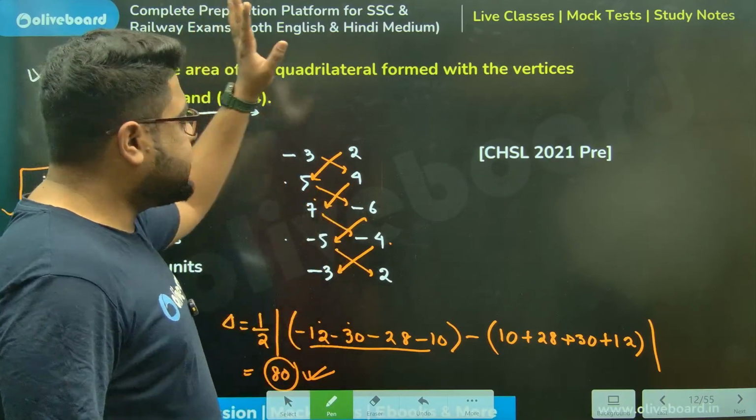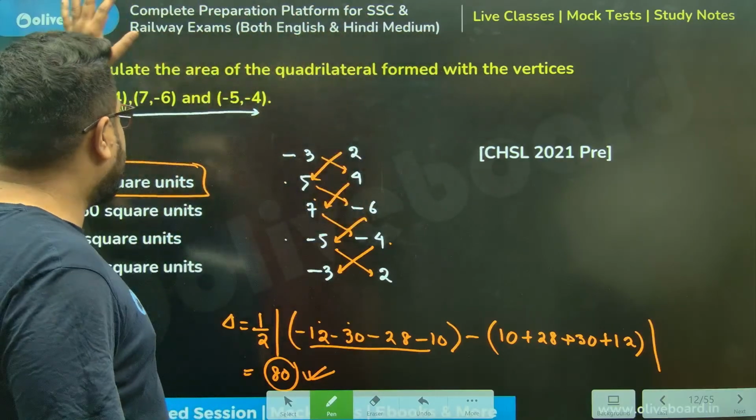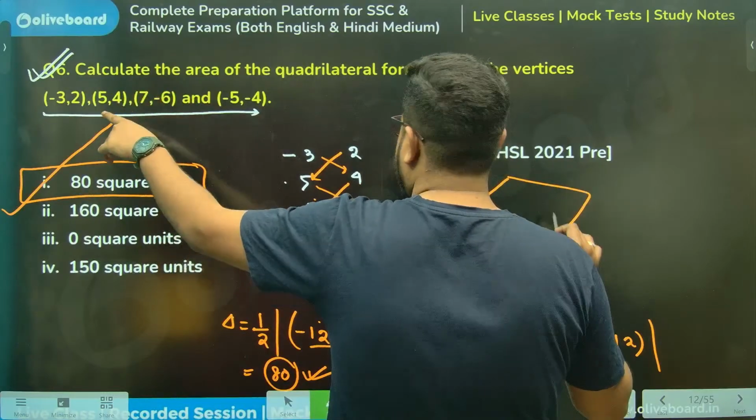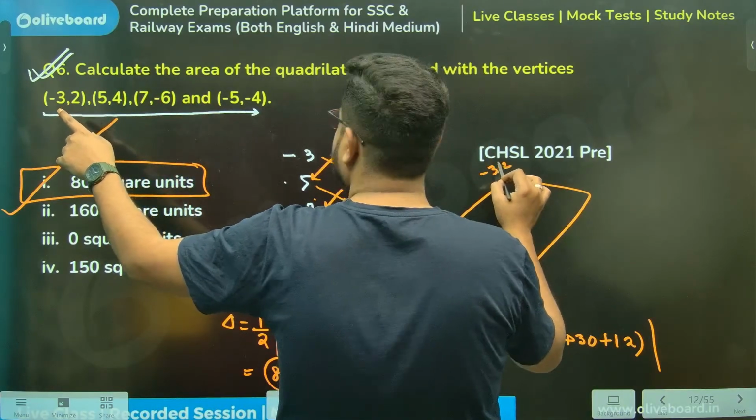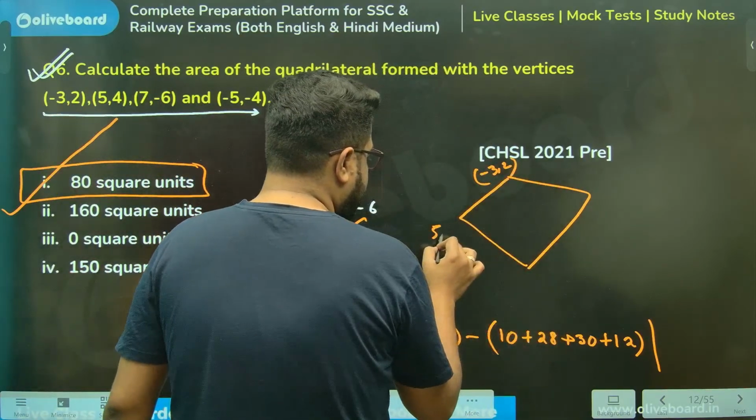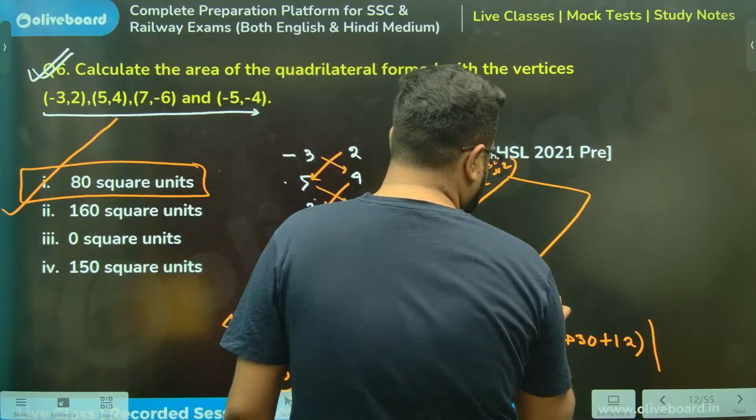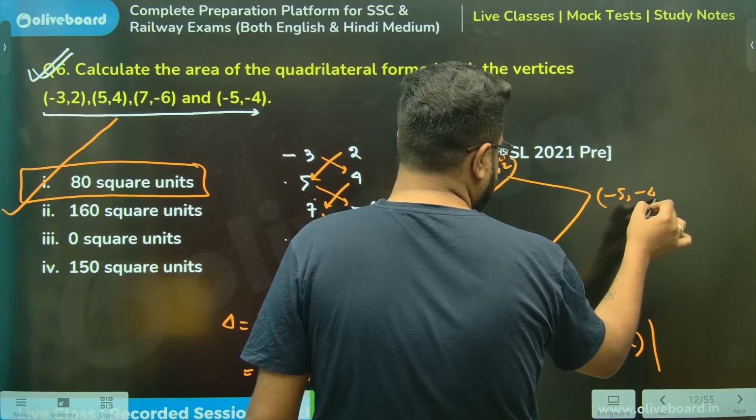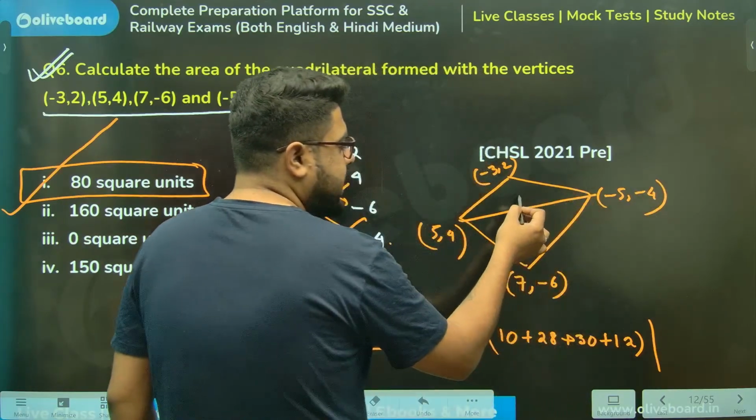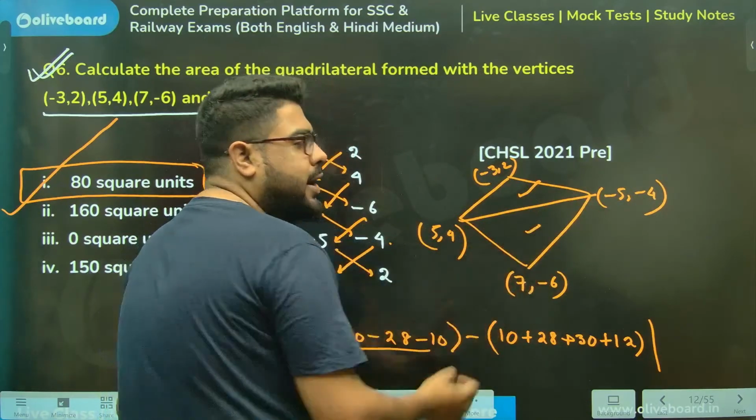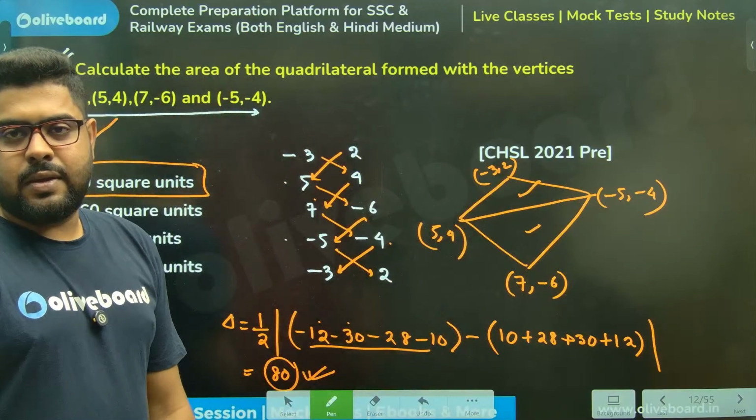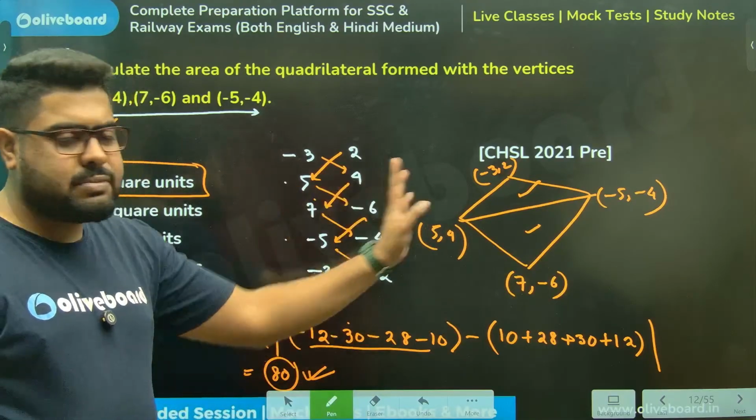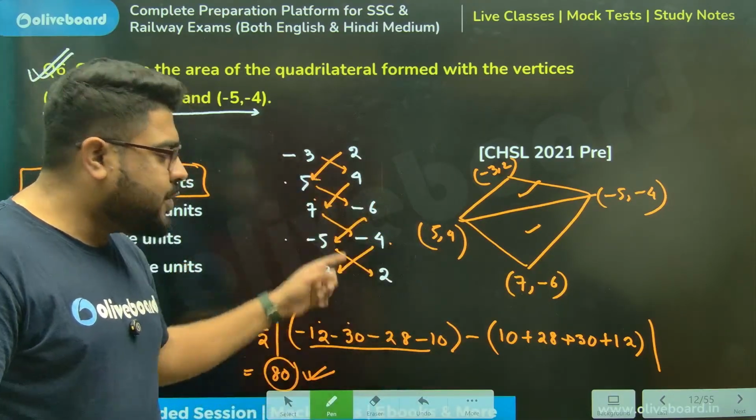Now, please understand, the advantage is you can do it directly. If you go in the triangle method, you have to draw it like this: -3, 2, then 5, 4, then 7, -6, then -5, -4. Then you figure out this triangle separately, and this one separately, then you add. But here, if I do it like this, I'm getting it much easier, directly. So always try to go like this.